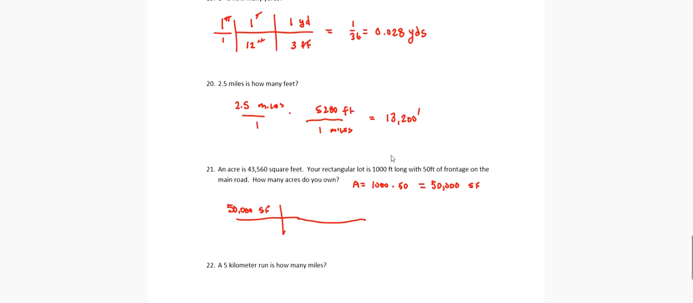Well, we know that there's, based on this comment here, 43,560 square feet in 1 acre. So this cancels square foot there. So 50,000 divided by 43,560 is 1.15 acres. Hope I spelled acres right.